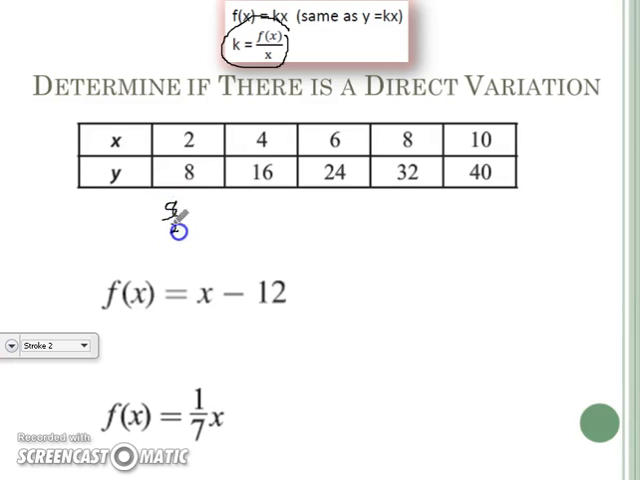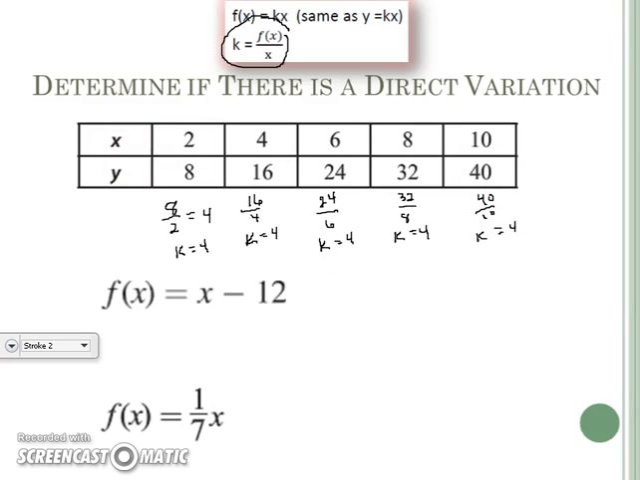So 8/2, 8 divided by 2 reduces to 4. So the k for this one, k equals 4. If we set up this one, 16 divided by 4, that also equals 4, so the constant is 4 for this one. 24 divided by 6 is 4, so the constant for this ordered pair is 4. 32 divided by 8 is also 4, so the constant for this one is 4. And lastly, 40 divided by 10, the constant for this one is 4.